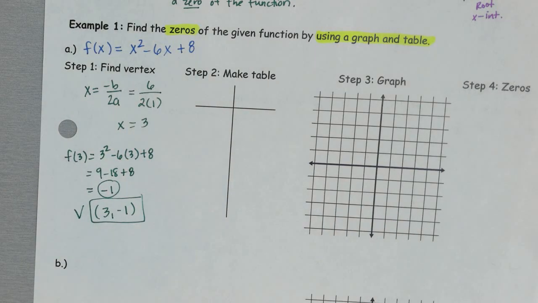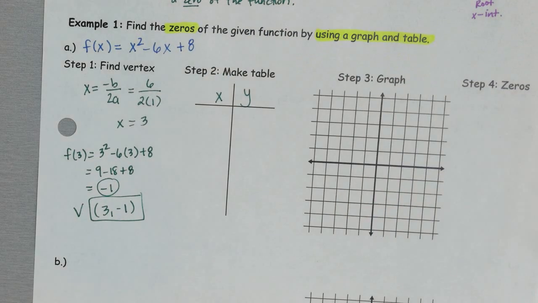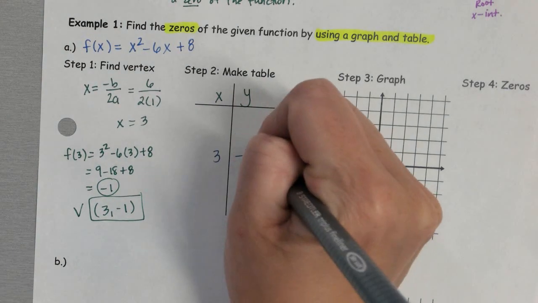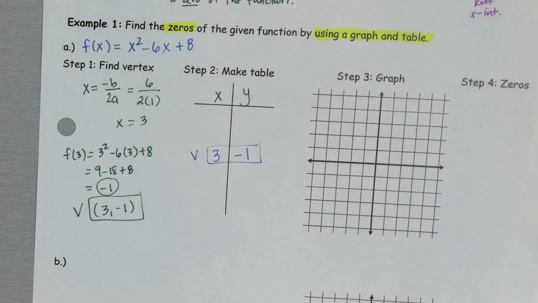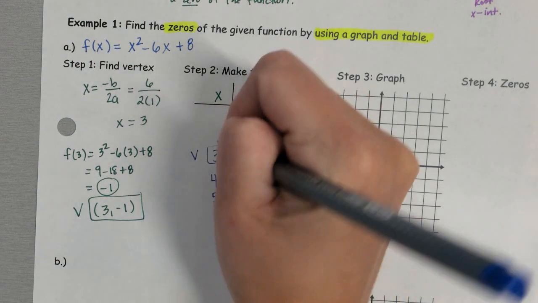So I go to step 2 and I make a table. Seth, what's the first thing I want to do when I'm making my table? You want to label your vertex. Okay, yep. Where's that going to go? In the middle. Yes, so I'm going to put my vertex in the middle of the table. Here it is. I'm going to put V. And then once I know that's in the middle, I'm just going 2 up and I'm going 2 down.